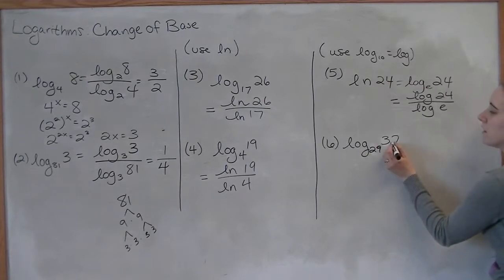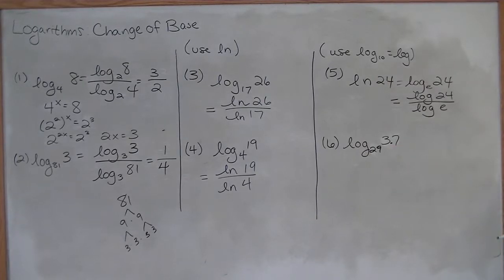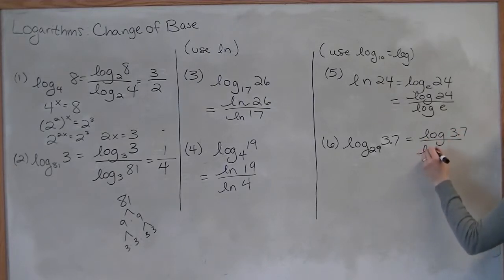And last but not least, let's take log base 29 of 3.7. We want to take log base 10, so I take log base 10 of 3.7 over log base 10 of 29.